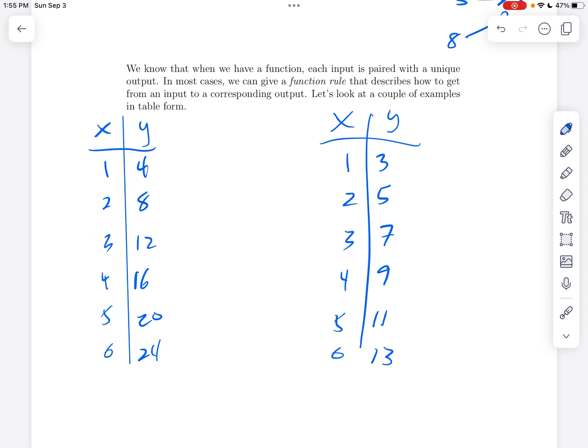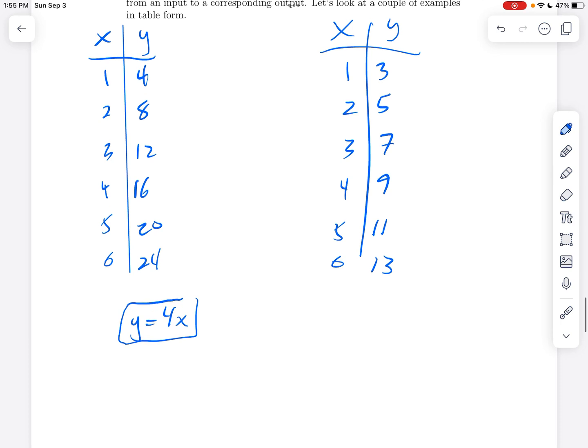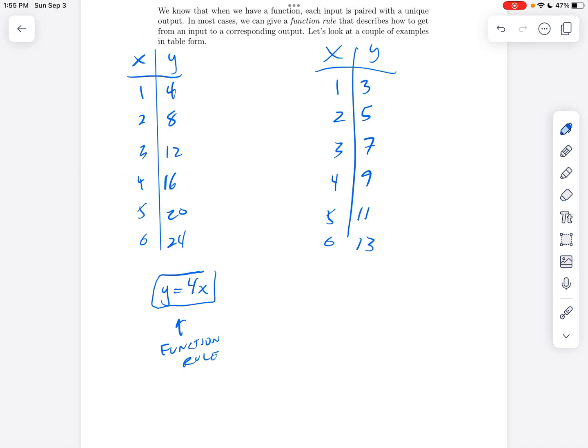And for the first example, I hope you will notice that the y coordinate is always 4 times x. We would call this the function rule. Because once we have a rule, we don't need the table. If I wanted to know what do I get when x is 13, I don't have to keep running through the table. I can just apply the rule and say, oh, it's going to be 4 times 13, which is 52.